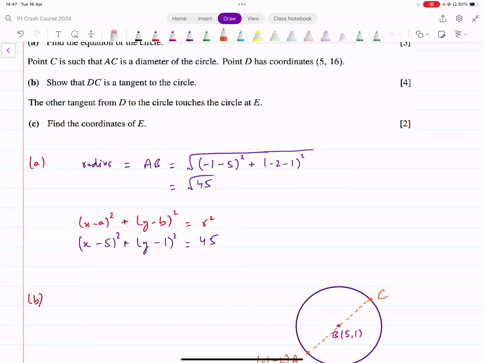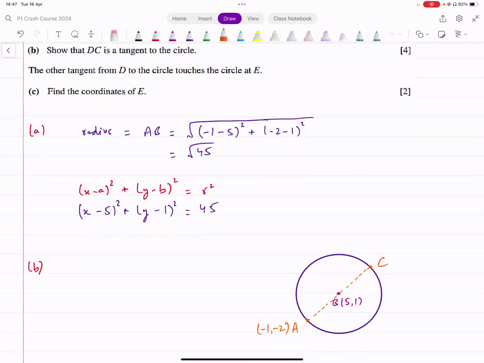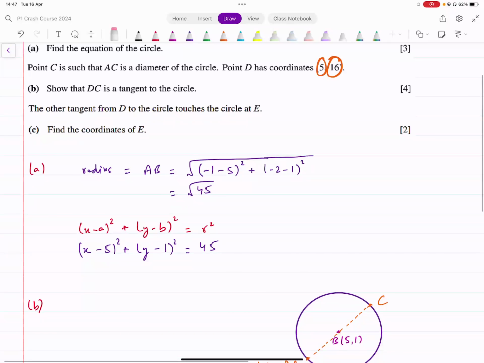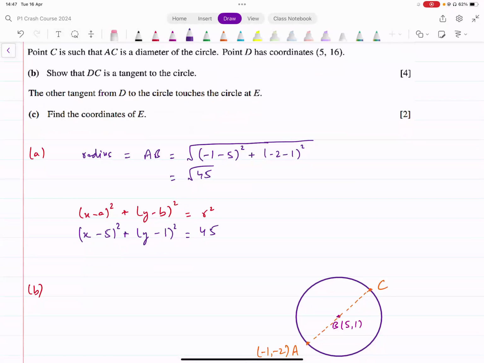And now there's another point D that has coordinates 5, 16. Where is this point going to be? 5, 16. Think about it. X coordinate is 5, Y coordinate is 16. You see the center also had X coordinate of 5. This also has X coordinate of 5. So the point D is basically going to be right above this point and on the same vertical line.